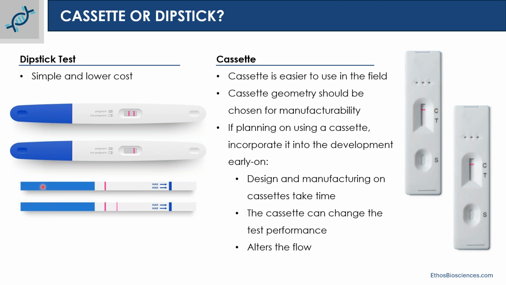These tests are fairly easy to manufacture, and they're less expensive to manufacture. On the other hand, we have tests that come in a plastic housing known as a cassette. And the cassette tends to make it easier to handle, easier to use the test in the field. But if you're going to use a cassette, you should really be thinking about this early on in development, because, number one, the cassette geometry should be chosen for manufacturability. You want to make sure your manufacturing partner can easily put the strips into cassette at scale. And you also need to realize that the cassette itself can and will alter the flow of the sample up the strip. And so when you're doing your development, it's important to be testing at each stage using your chosen cassette.